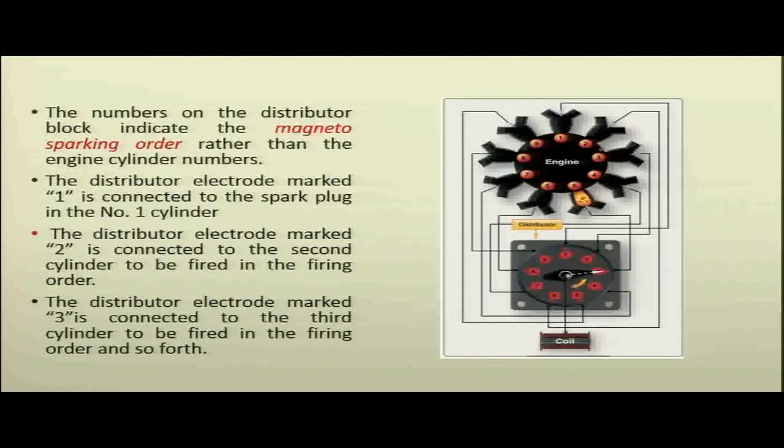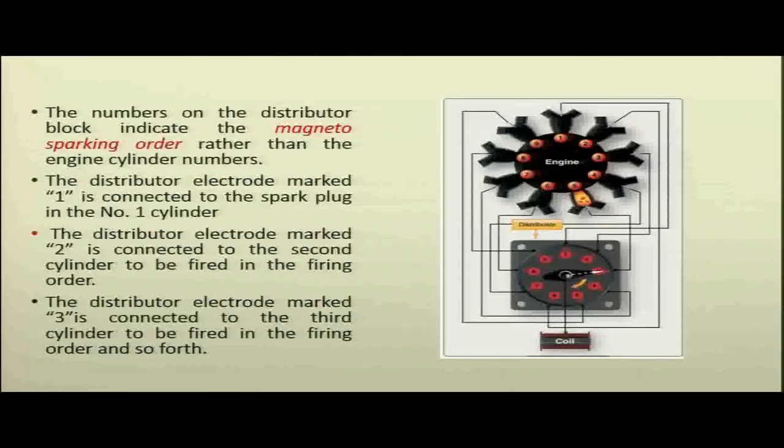So for example, in case of 6 cylinder engines, you have a firing order of 1, 4, 5, 2, 3, 6, that is cylinder number 1 to be fired first, then cylinder number 4, then number 5, number 2, then number 3 and then number 6. So in that case, the second cylinder to be fired is cylinder number 4, because the firing order is 1, 4, 5, 2, 3, 6. So 4 is the second cylinder to be fired.